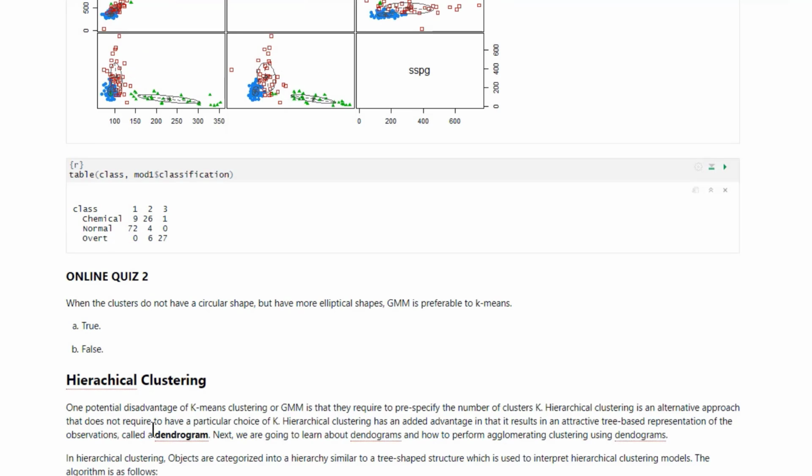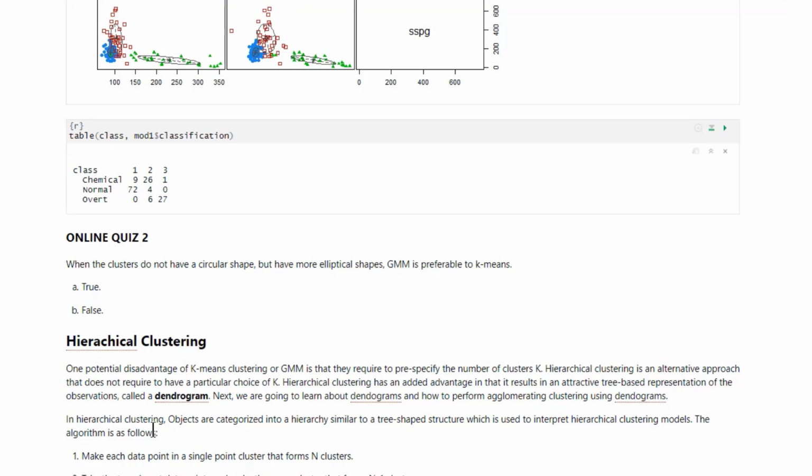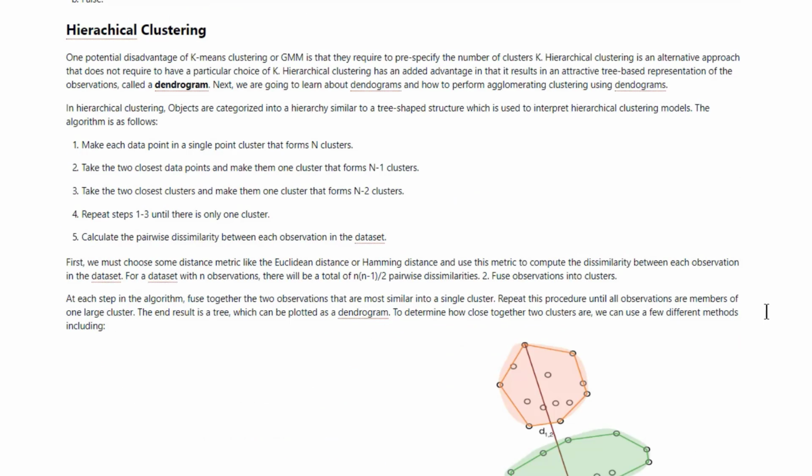Next, we are going to talk about hierarchical clustering that we mentioned in the last topic. One potential disadvantage of k-means clustering or GMM is that they require pre-specifying the number of clusters k. Hierarchical clustering is an alternative approach that does not require a particular choice of k. It also has an added advantage in that it results in an attractive tree-based representation of the observations, called a dendrogram. Next, we are going to learn about dendrograms and how to perform agglomerative clustering using dendrograms.